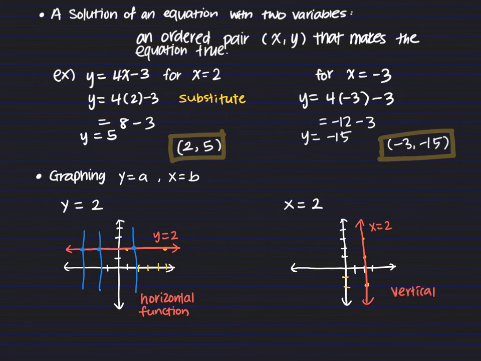Now let's do the same test, the vertical line test, for x equals 2. As soon as I reach x equals 2, my lines are going to overlap, and I'm going to have more than one point because every single point of that line is going to be overlapping. So this is not going to be a function. Whenever you have a number for your graph, just know that it's going to be either a horizontal or vertical line, and depending on the variable that you have, either y or x, it may or may not be a function.